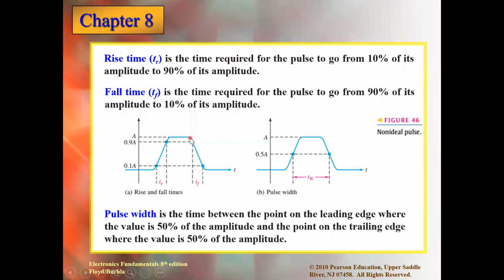Now this is constant. Then it is reducing to the base value. So these times, which time? This time, they are called transition times. This is non-ideal pulses. Now some definition comes here.